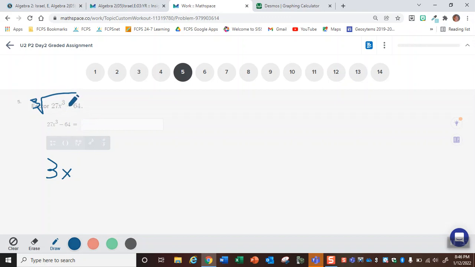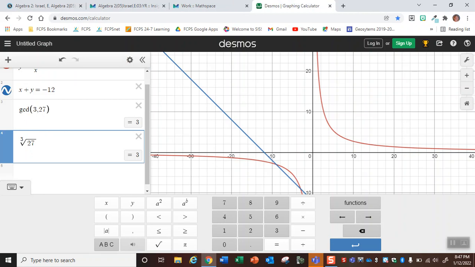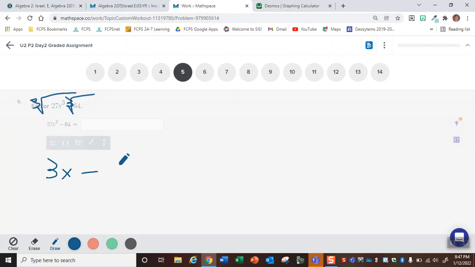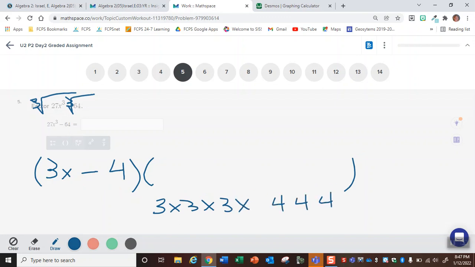And then now I've got a minus, so this is going to be minus. And then now I'm going to do the cubed root of 64. All right, so the cubed root of 64 is 4. So the first factor, when you've got perfect cubes that you're factoring, is a binomial, right? Binomial, it looks exactly the same, except it's the cubed root of everything. And then now I'm going to have a trinomial here, and so I'm going to do my 3x times 3x times 3x, and then 4 times 4 times 4.